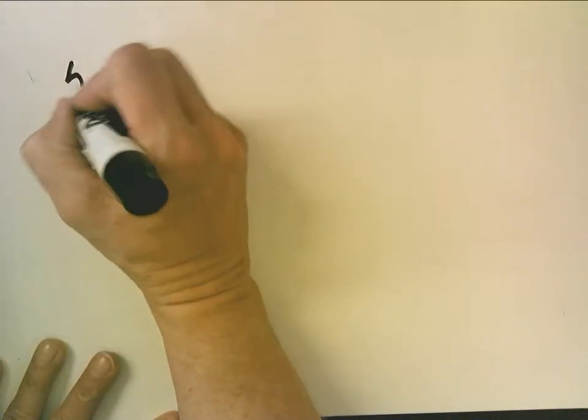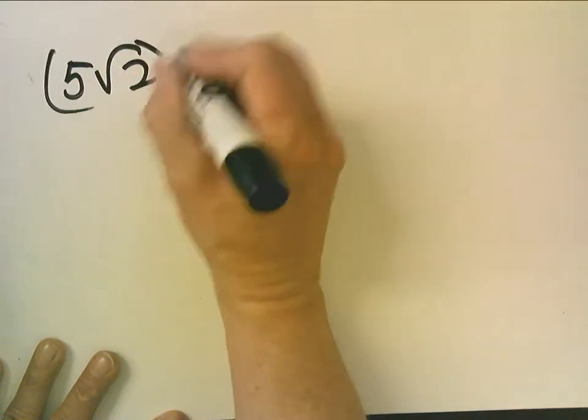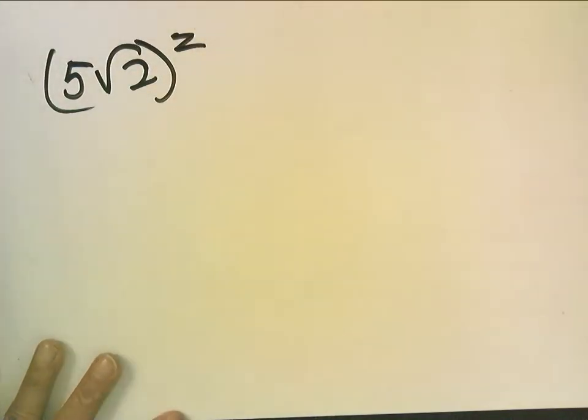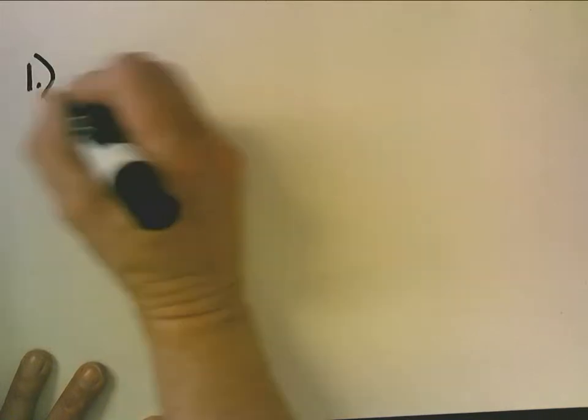Okay? Now, 5 root 2 squared. Okay, I showed you how to do that. So you can just go ahead and look at that. And then you go ahead and try number 1 and 2 on your own, and I will do it for you. So stop the video if you're doing it on your own.